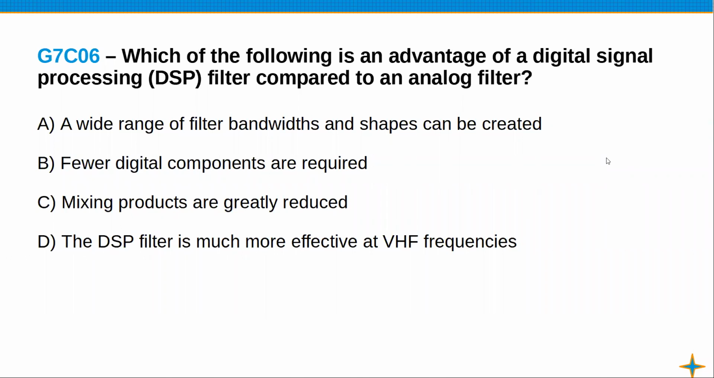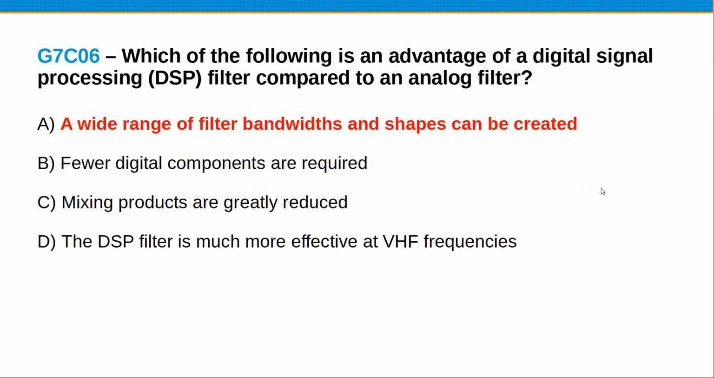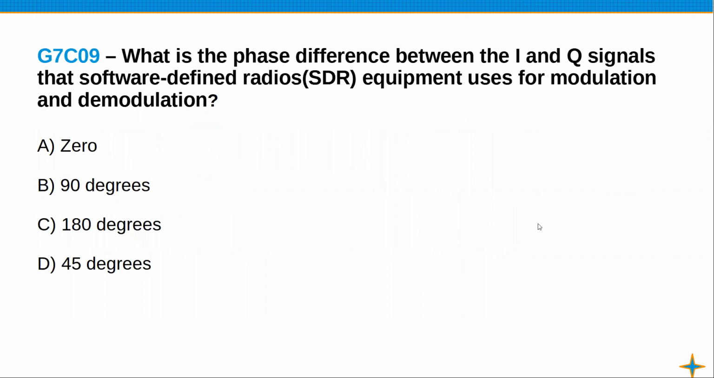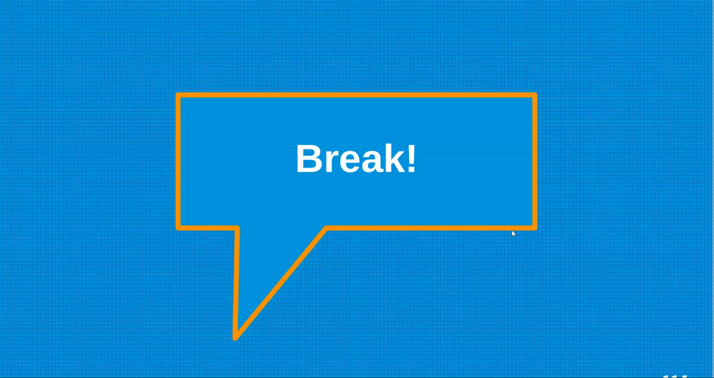Which of the following is an advantage of a digital signal processing DSP filter compared to an analog filter? What is the phase difference between the I and Q signals that software-defined radio equipment uses for modulation and demodulation? Degrees, quadrature. 1/4 of the waveform, 90 degrees.